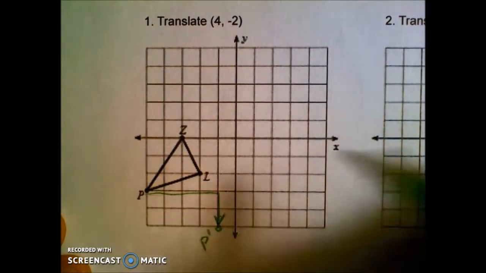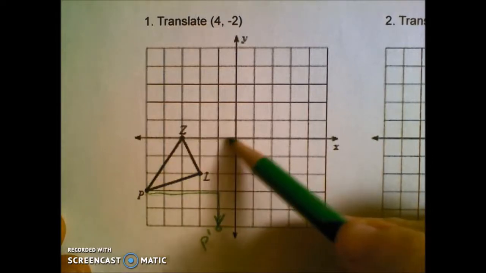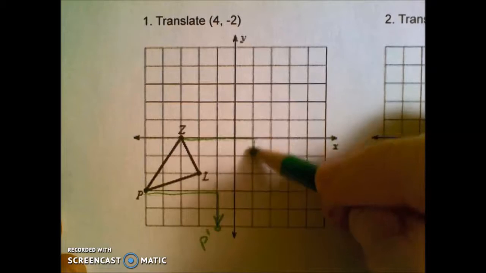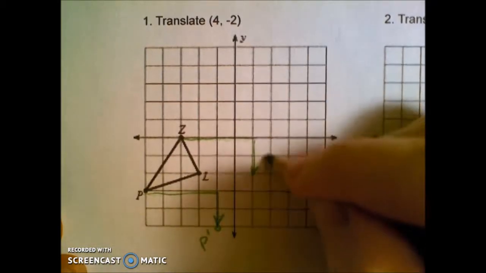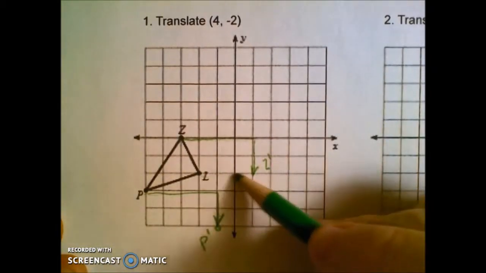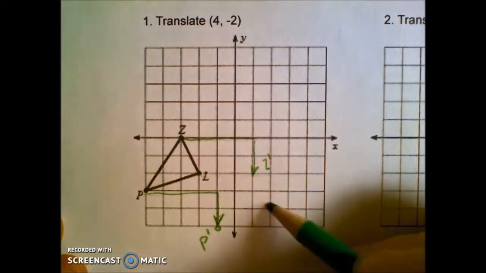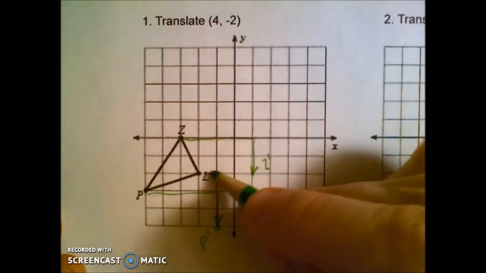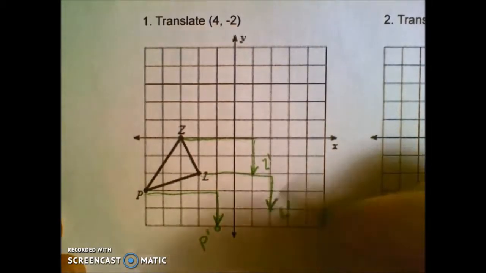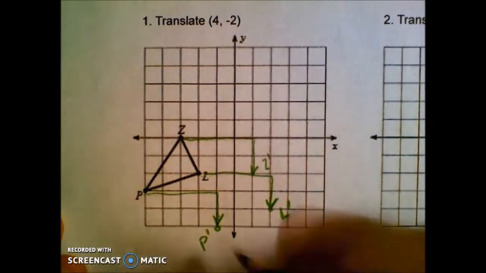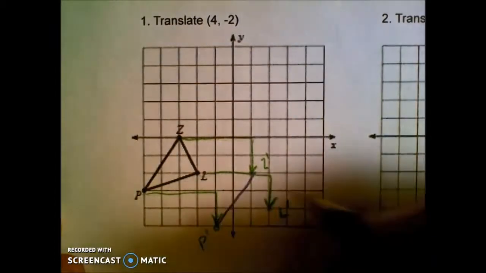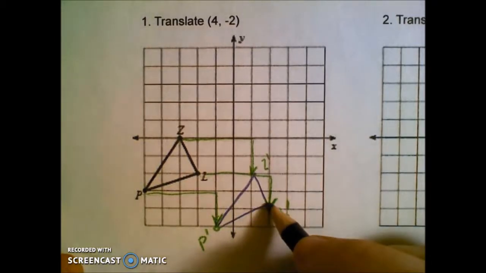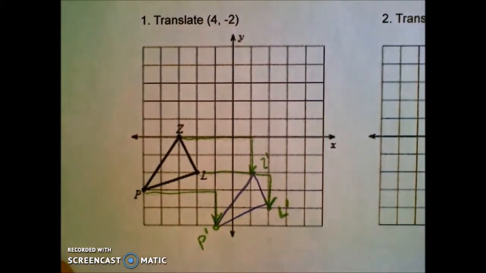And I can do the same thing with the other 2 points. 1, 2, 3, 4, 1, 2. So a vector, or this arrow here, translates Z to Z prime, and L, 1, 2, 3, 4, 1, 2, translates to L prime right here. Okay. At this point, I can just go ahead and connect my P prime, Z prime, and L prime to reveal my image after the translation.